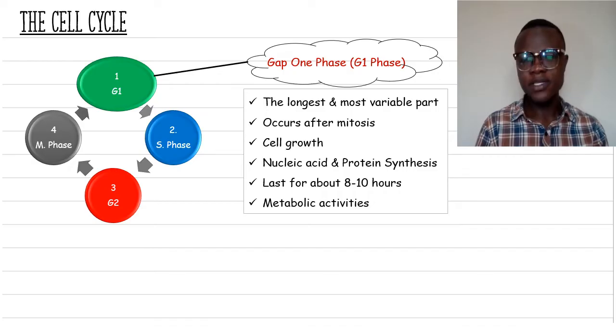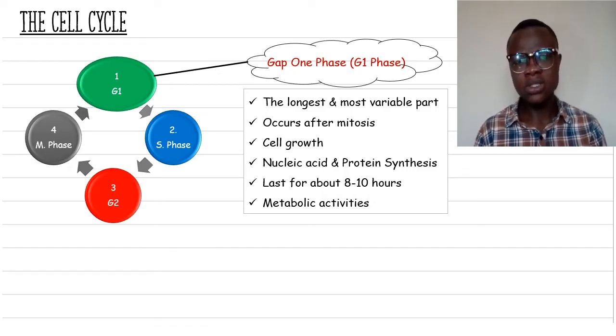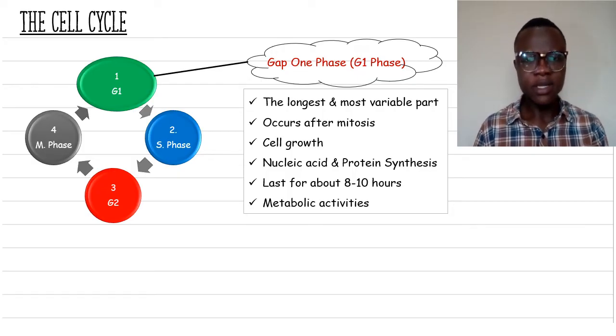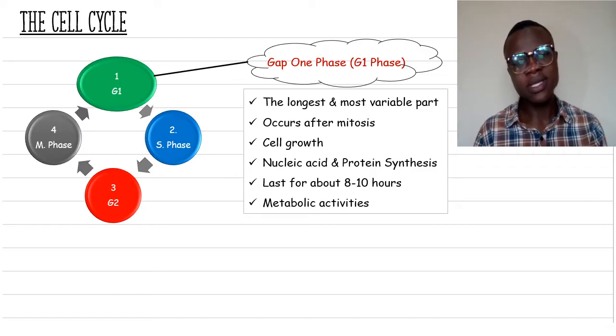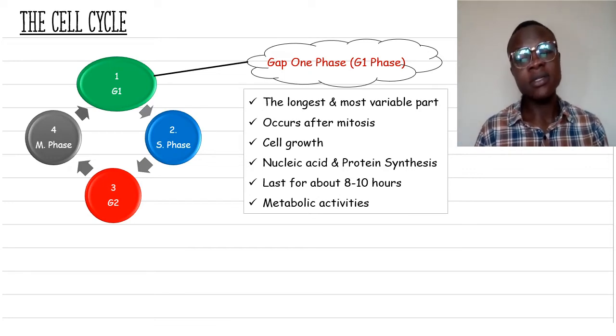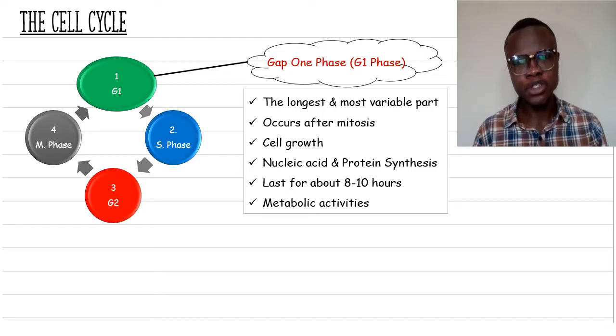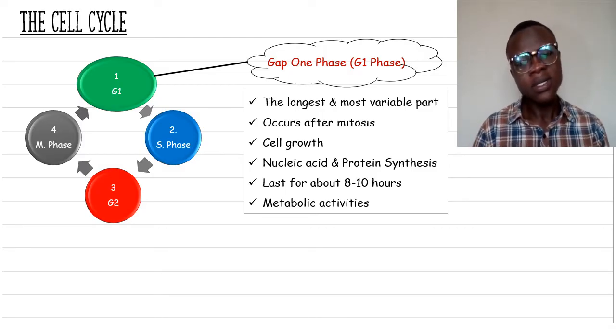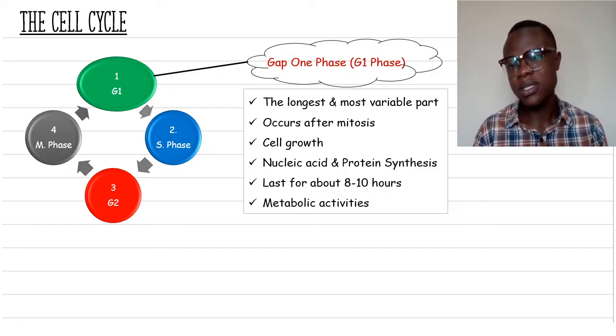What do I mean? For example, you have cells that are usually adapted for certain functions in the body. Like maybe you have the kidney cells, or the cells that form the kidney, the renal cells. You have the cells that form the bladder. You have the cells that form our nervous system, the neurons. At this particular stage of the cell cycle, those cells start to carry out the functions that they are meant to carry out. And lastly, this stage lasts for about 8 to 10 hours. So it's very much indeed lengthy.